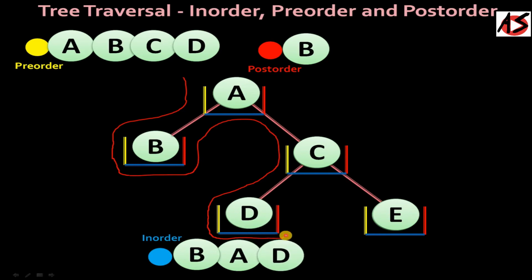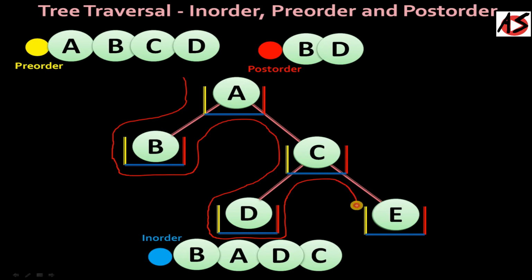Moving ahead, we are touching the red line. So we copy the D to the post-order list. Moving further, we are touching the blue line. So copy C into the in-order list. Again we are touching the yellow line. So we are copying E into the pre-order list.